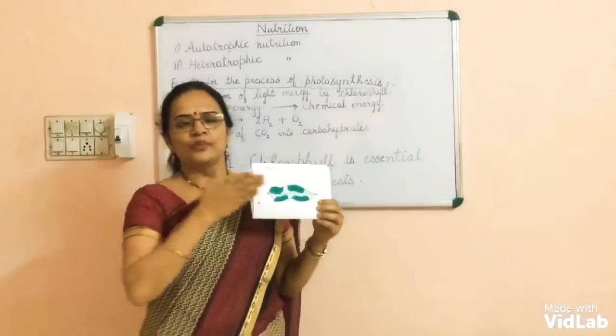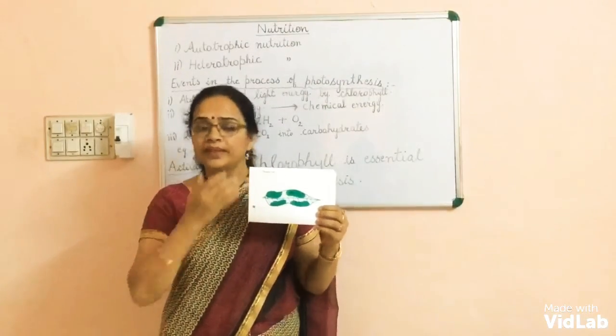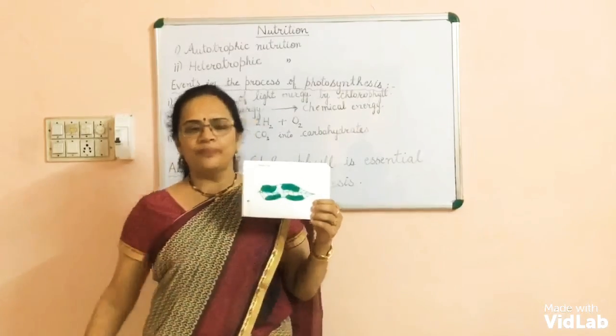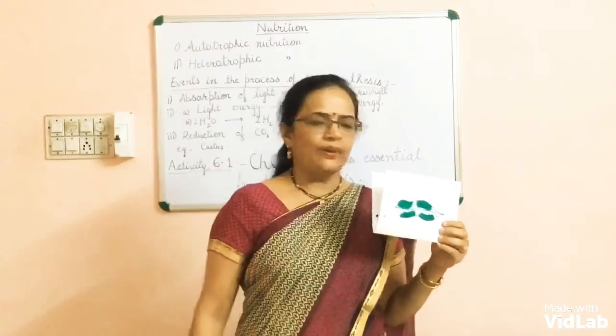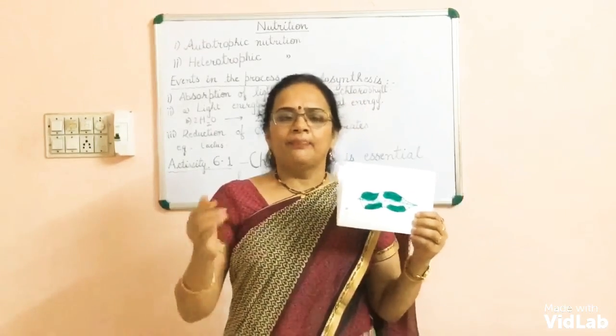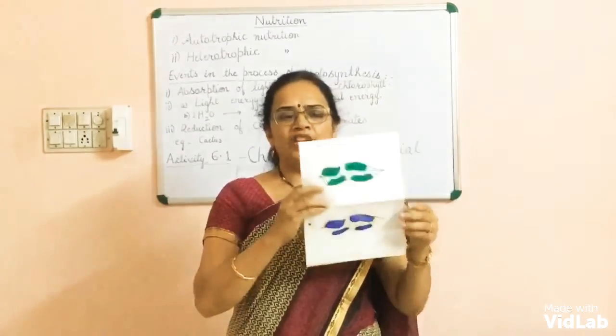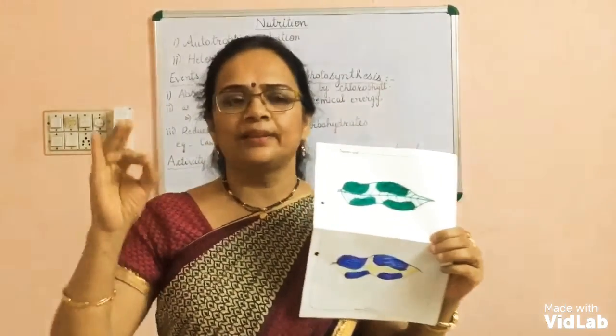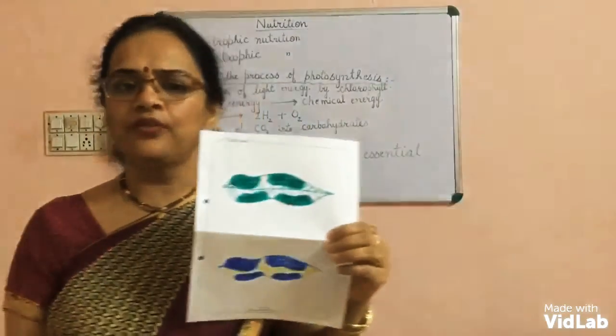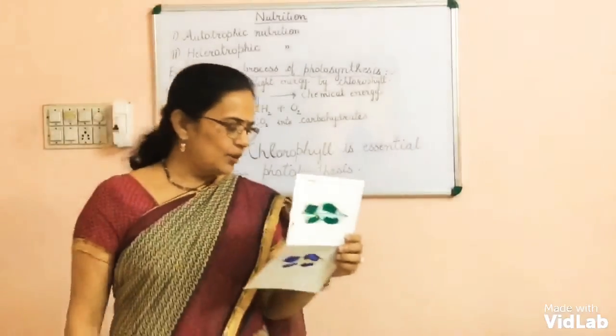Purpose is to remove the green part, remove the chlorophyll from the leaf. Now test this leaf with iodine solution. The part which was earlier green will change into blue-black color. So this activity proves that chlorophyll is essential for the process of photosynthesis.